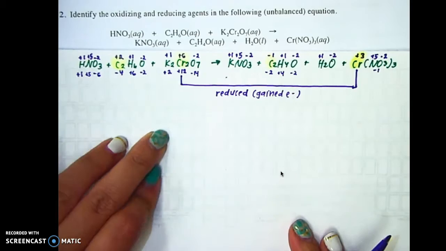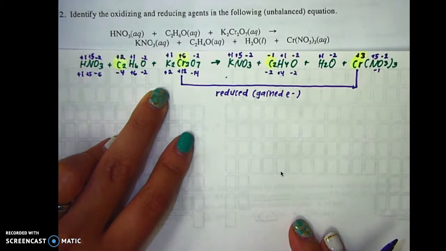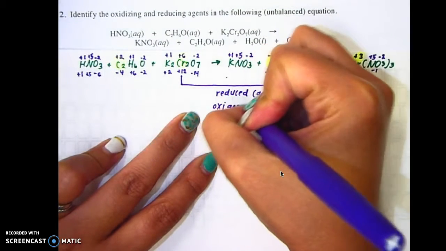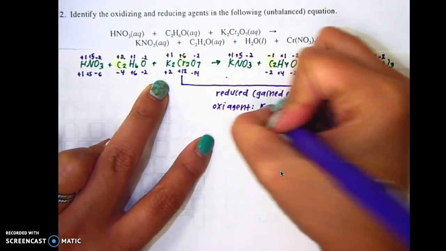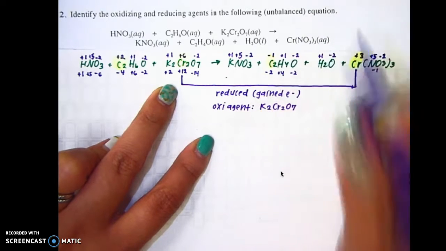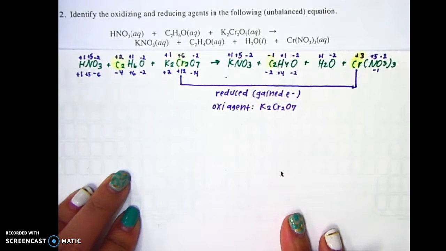Okay. And from here, if you wanted to identify what the oxidizing agent was, we could go a little further with that. And it's the entire compound over on the left side. So potassium dichromate would be your oxidizing agent.